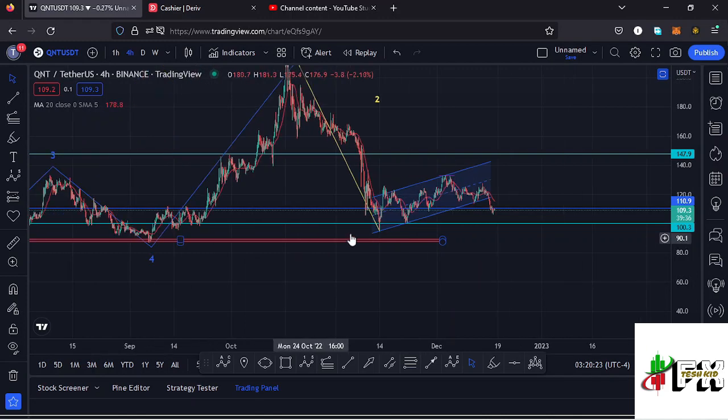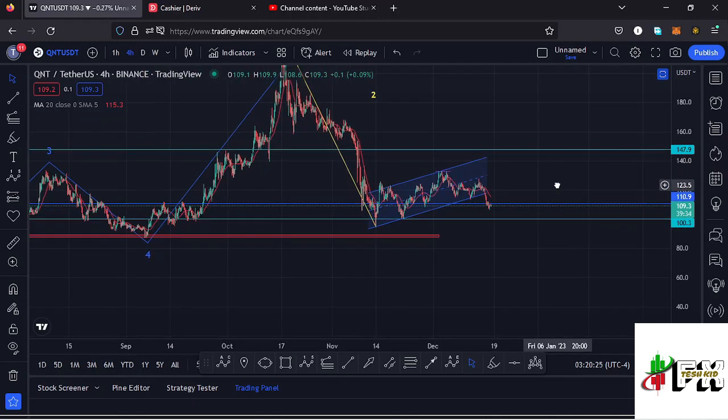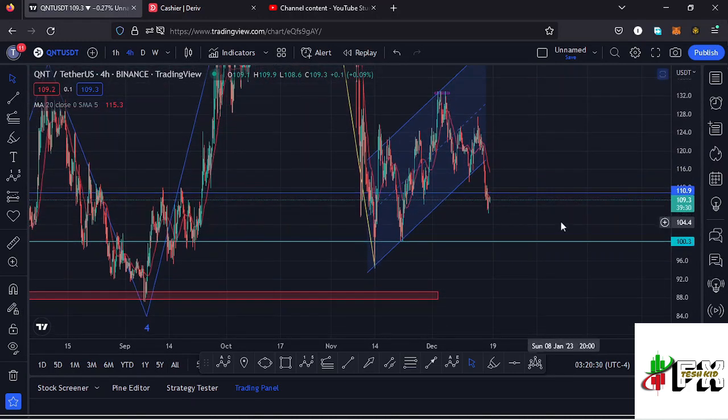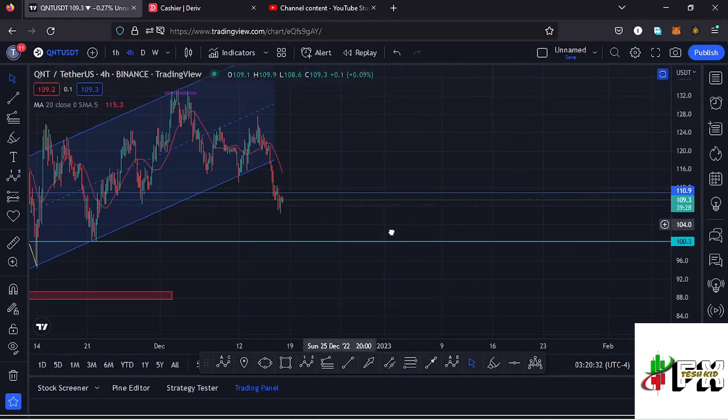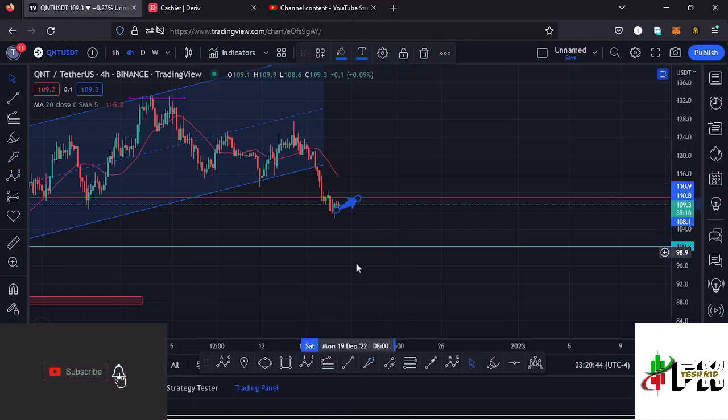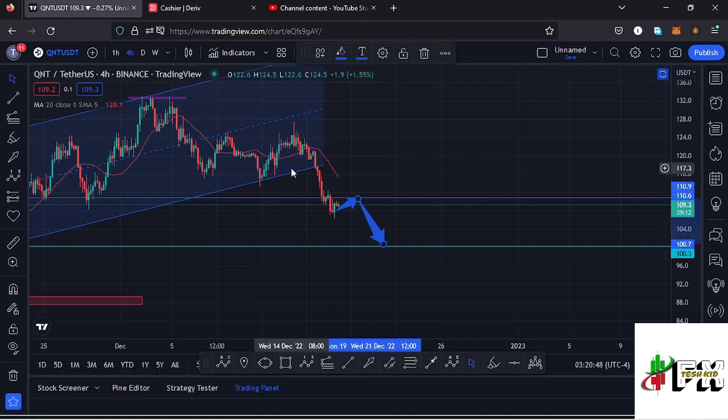So that is the very first possible scenario that I'm expecting to play out here on the Quant chart, and that is fully supported because here on the 4-hour chart you can see that we have lost the key area of support at around the $110.9 mark, and after losing a key area of support there are chances that we might see a retest of that key area of support. And once the retest is in and a success, then there are chances of continuing to push even lower.